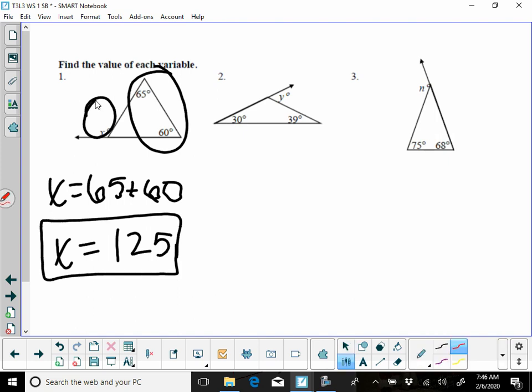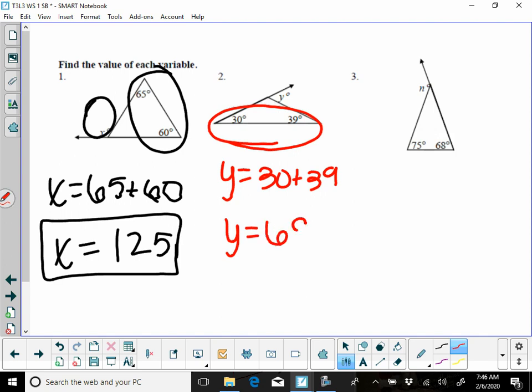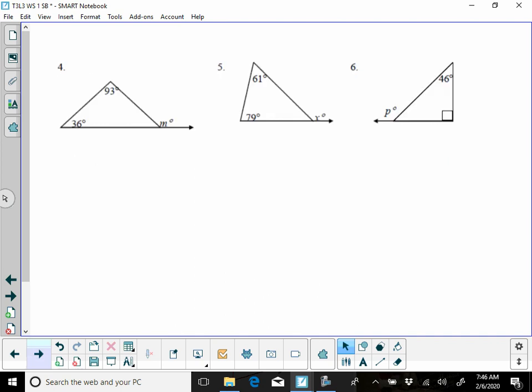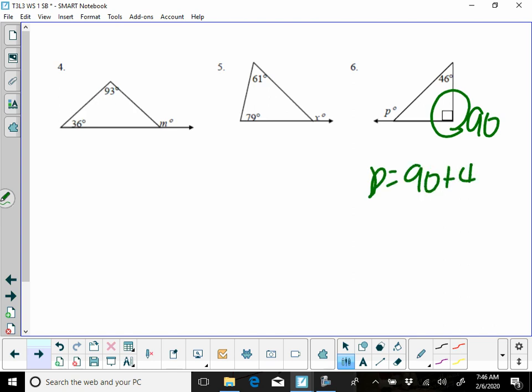Same thing here for number 2. Right here, you're going to say that y is the same thing as 30 plus 39, so y is going to equal 69. All right, and you're going to keep that same philosophy. Now, jump real quick over here to number 6. Remember that this right here is a 90-degree angle, so then P would equal 90 plus 46.